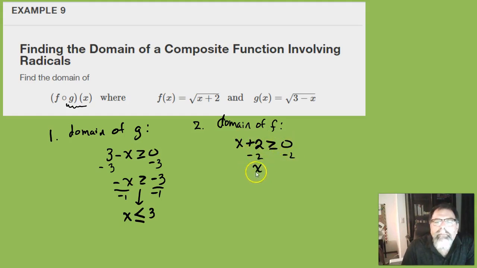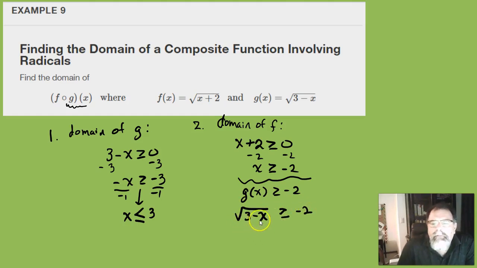Subtract 2. But remember, we're doing composition, so g of x has to be greater than or equal to -2. Well, g of x is square root of 3 minus x, which is greater than or equal to -2. Now, for this one, basically, when you take the square root of this, anything that's in the domain of g that makes this a real number, when you square root it, it's going to be positive.